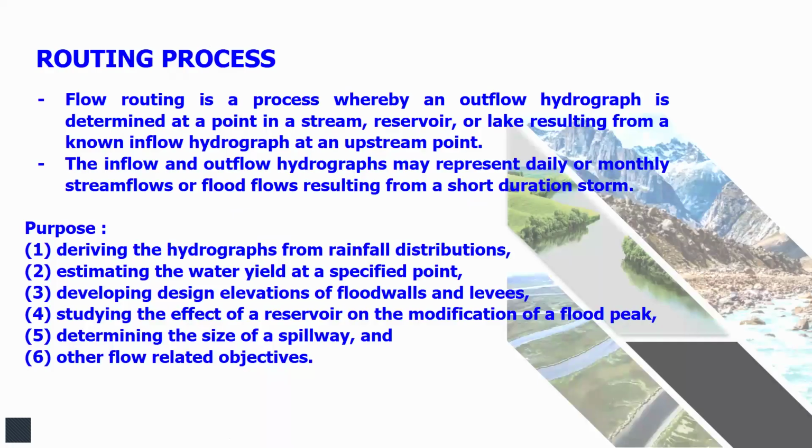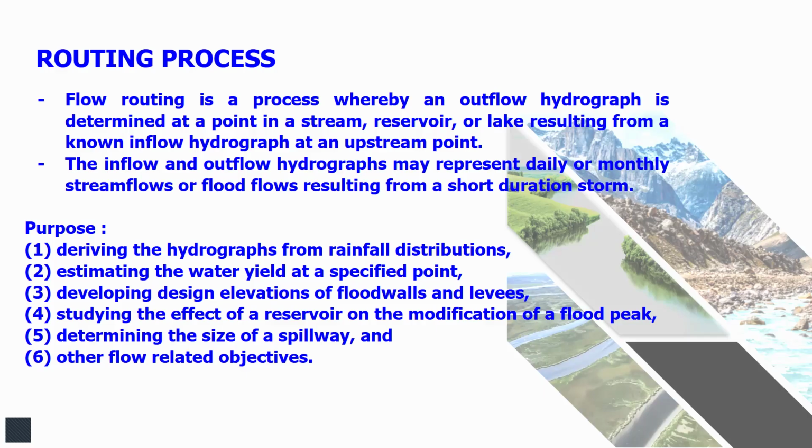What is the routing process? A more complete definition: flow routing or flood routing is a process whereby an outflow hydrograph is determined at a point in a stream, reservoir, or lake resulting from a known inflow hydrograph at an upstream point. The inflow and outflow hydrographs may represent daily or monthly stream flows or flood flows resulting from a short duration storm.